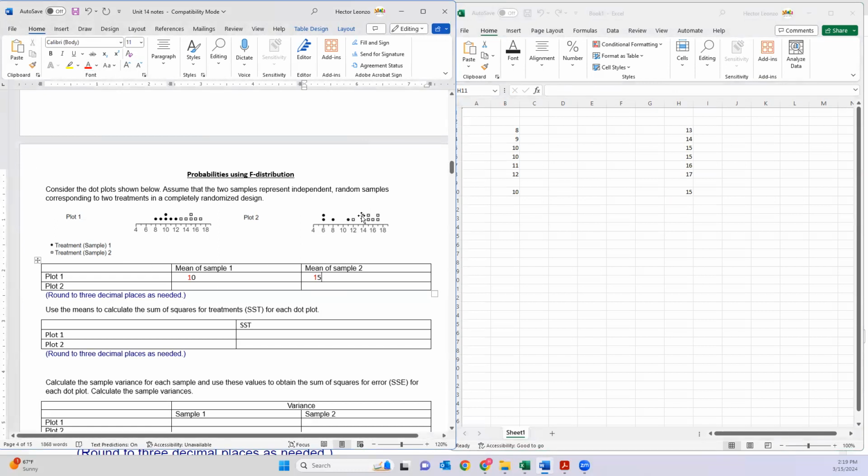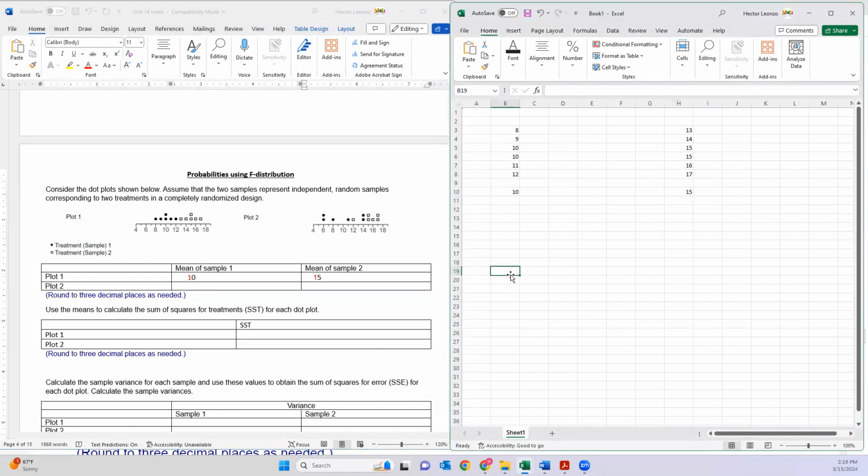Now here on plot 2. So my focus is going to be here on plot 2. I have to do the mean of sample 1. So I'm going to come down here, and I'm going to say, all right, I can see the numbers of sample 1 in plot 2 are 6, 6, 8, 11, 14, and 14. I'm going to do my average. So I'm going to do equals, open parentheses, 6 plus 6 plus 8 plus 11 plus 14 plus 14, close parentheses, divided by 6 because there's 6 of them.